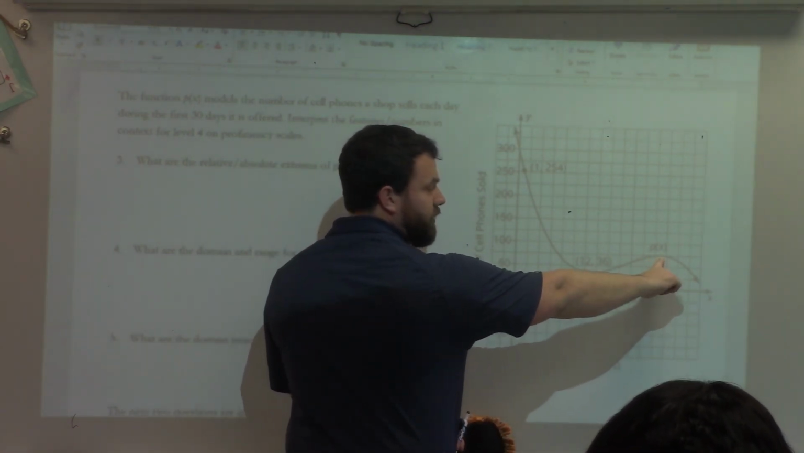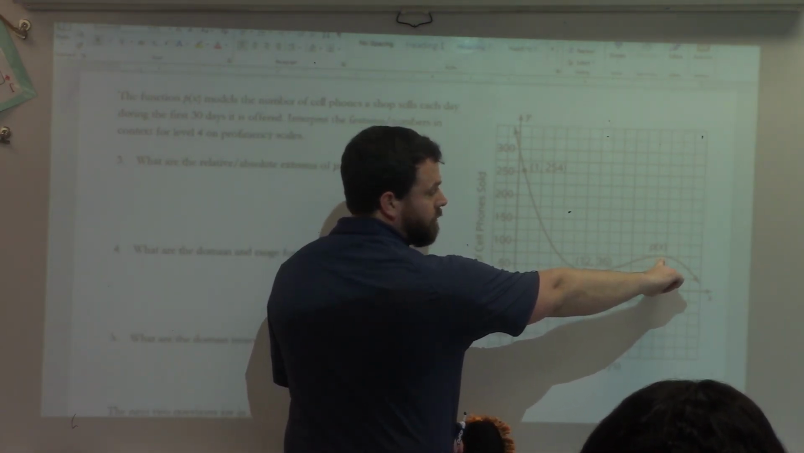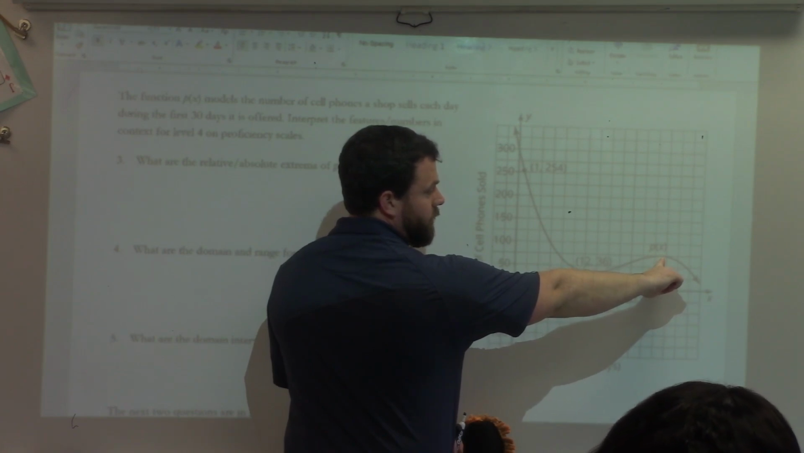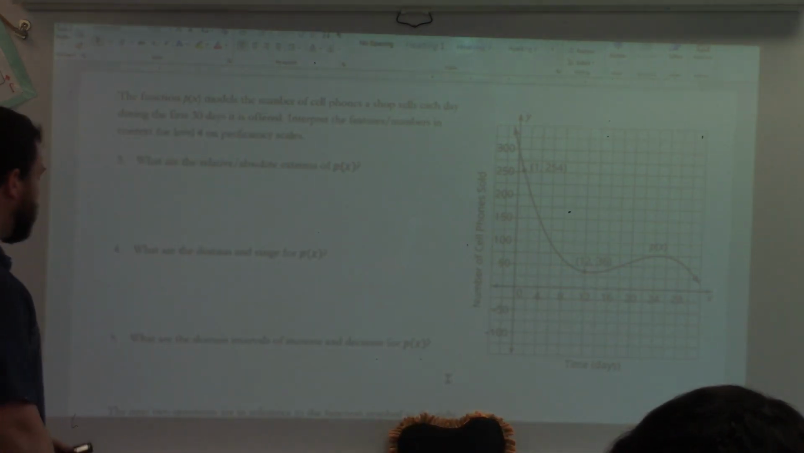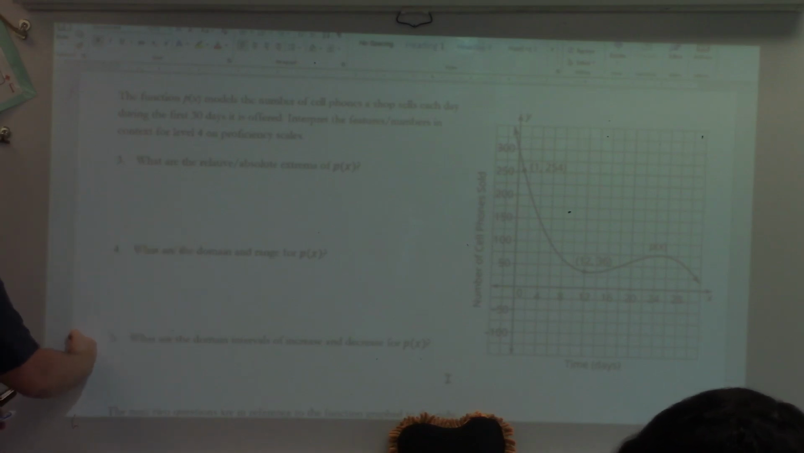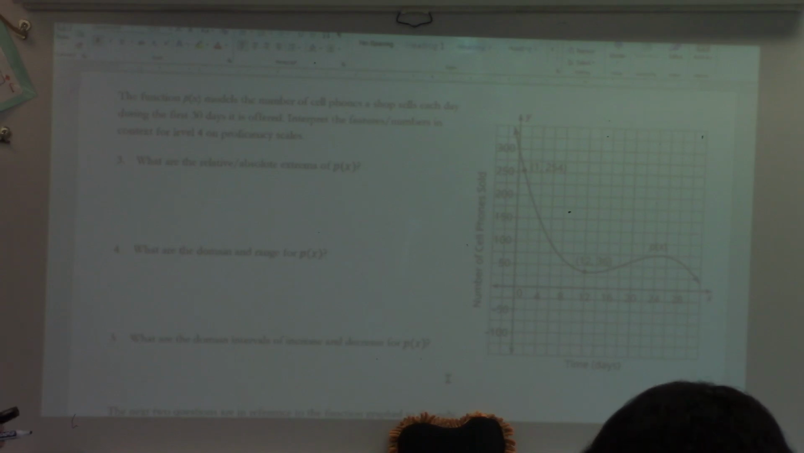What about this one? Relative max, why? So it stops increasing, starts decreasing. Remember, that's why extrema are really important for domain intervals of increase and decrease. You need your extrema for that.